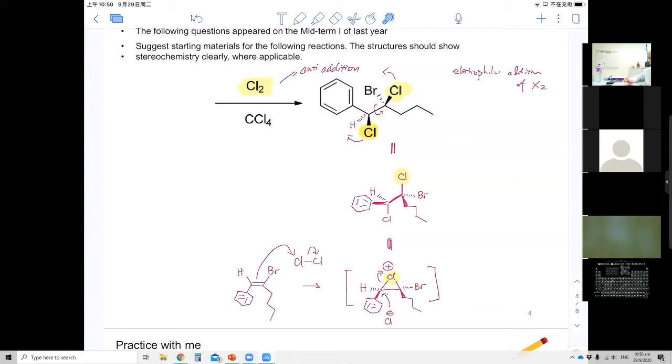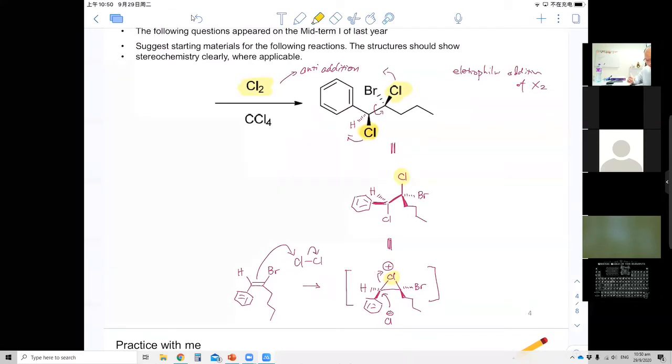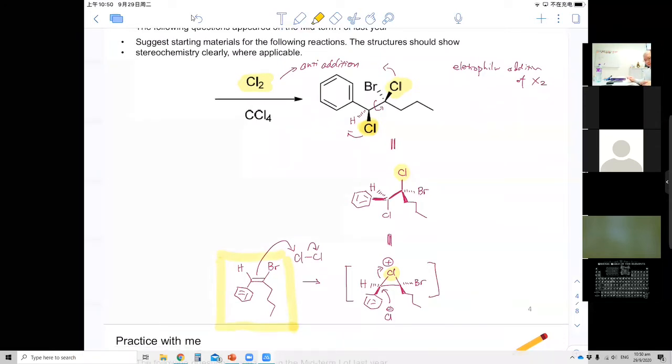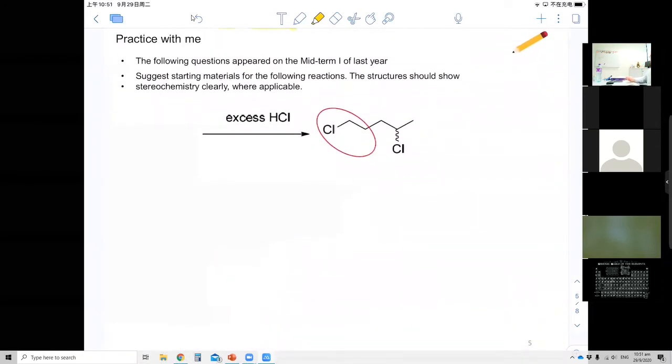Okay, so that's how you figure out how to draw the starting material for a reaction. Okay, so the second problem is here. In this problem, you have a dichloride. One chloride is in the terminal position, and the chloride here is in the internal position.